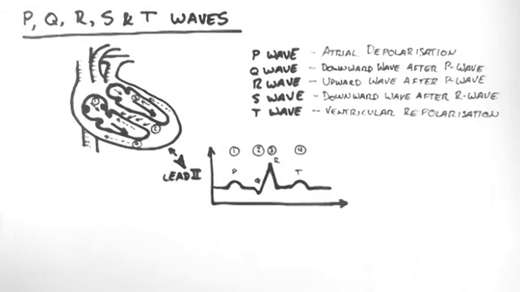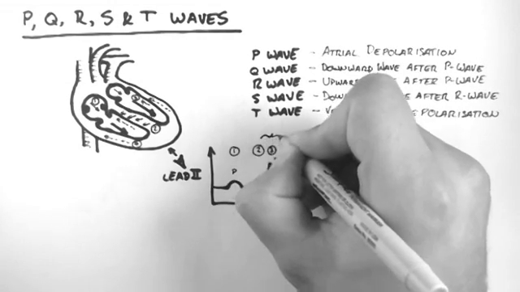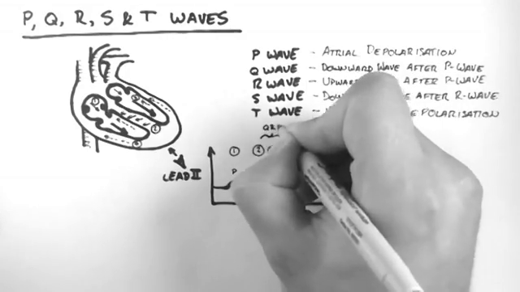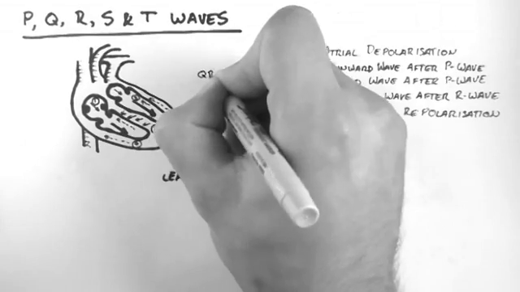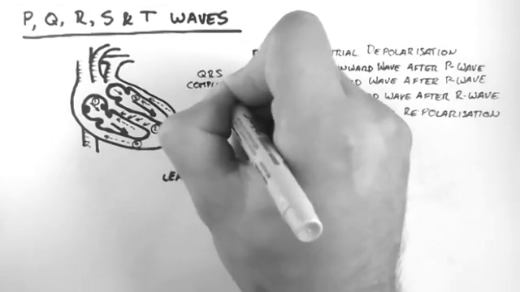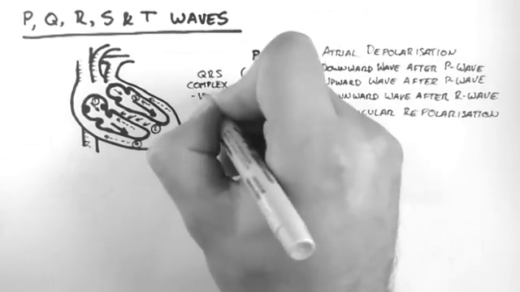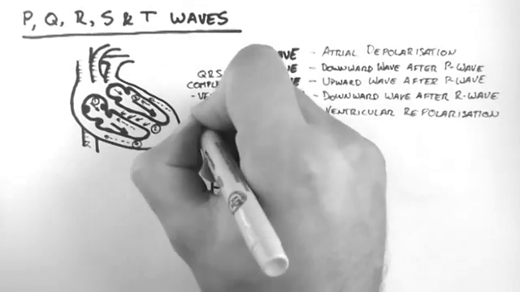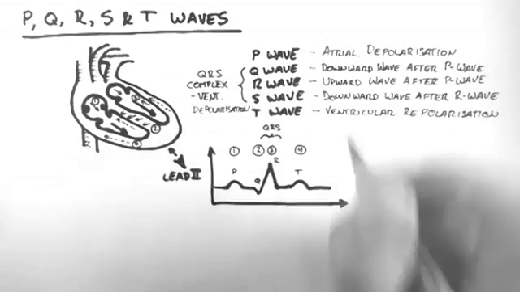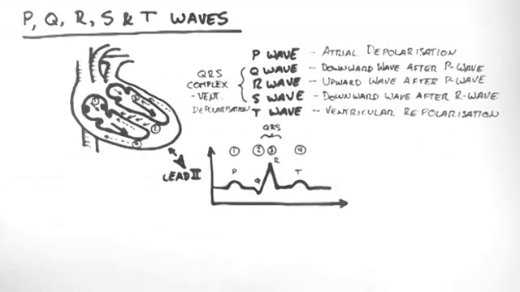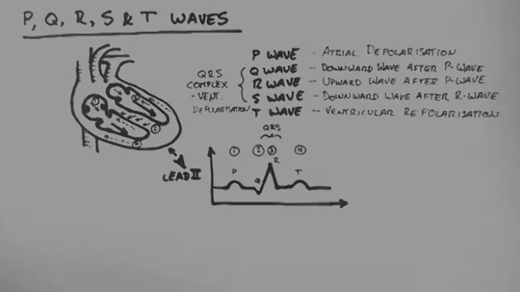Now, because the QRS waves are associated with ventricular depolarization, we usually refer to them as the QRS complex, regardless of whether all three waves are present or not. So I'll just write down here: QRS complex, ventricular depolarization. And that's an overview of the waves of a normal ECG.